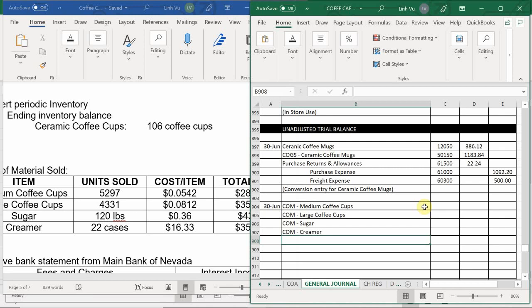Purchase expense? No, this is not. Inventory. But I don't know. Okay, so if I bought coffee cups, what account did I put it in?